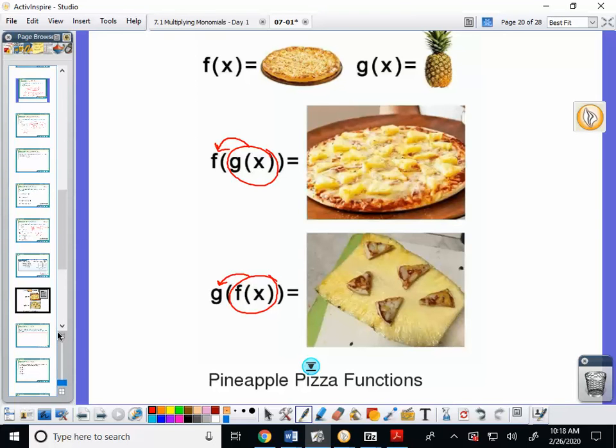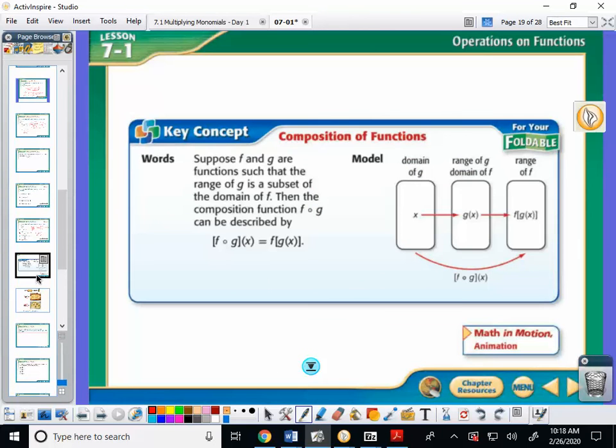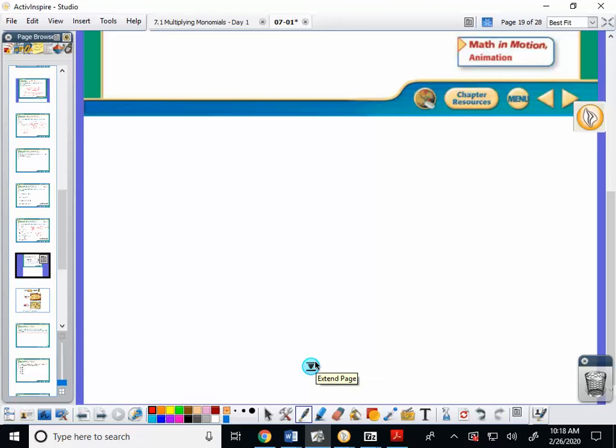Okay, so let's start with notation. How are we going to write this? On the top of your page, do you see this right here? Let's write down what this means. This is just notation. You just need to understand what this is telling you. I first want to put into words what this says.